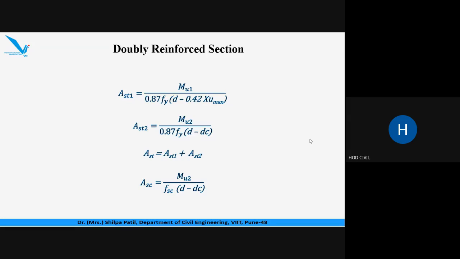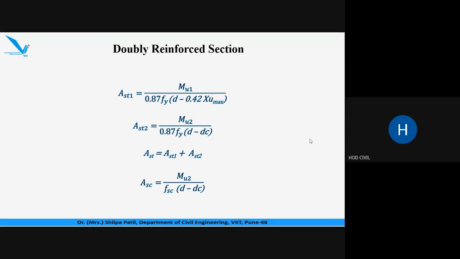These are the formulas of AST1 and AST2, which we have to use further in the design. Once we find the total tension steel, we have to find the total area of steel provided in the compression zone also, that is ASC. That is calculated using the formula MU2 divided by FSC into bracket D minus DC. If you don't have the earlier notes from the problems based on analysis of doubly reinforced sections, just take a picture of this slide to get the formulas for AST1, AST2 and ASC.